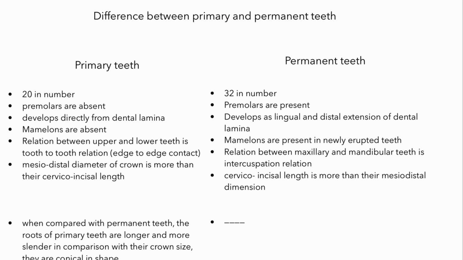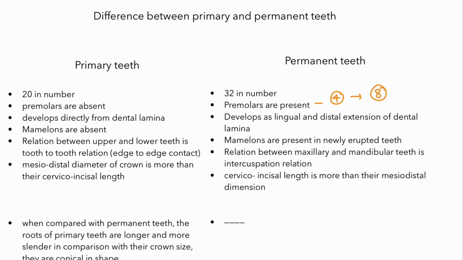Primary teeth are 20 in number, and premolars are absent. Permanent teeth are 32 in number and premolars are present. There is a total of 4 premolars on each jaw, left and right side. That's a total of 8 premolars in the entire dentition.